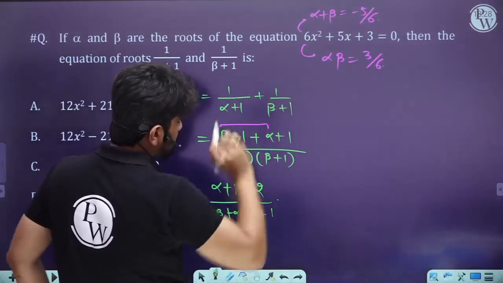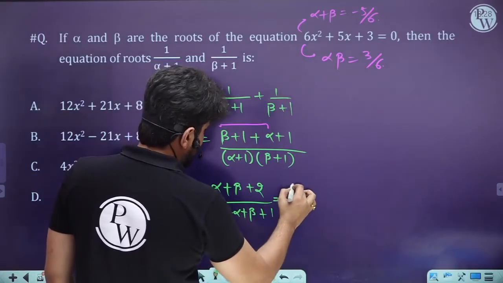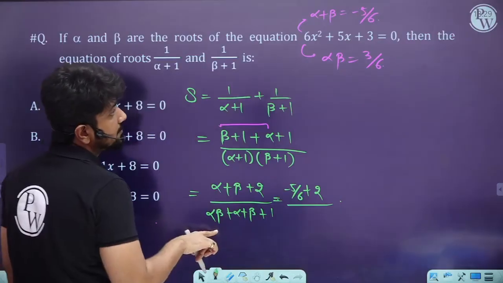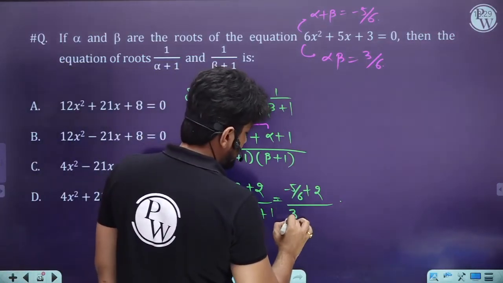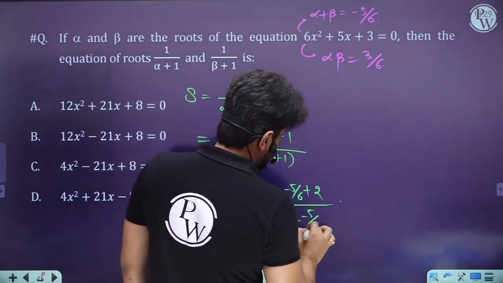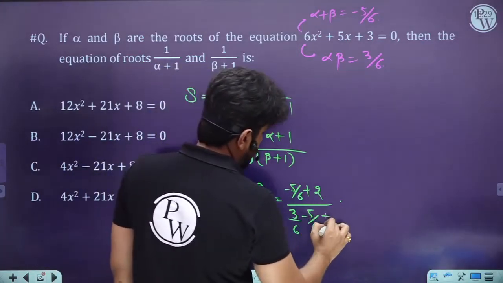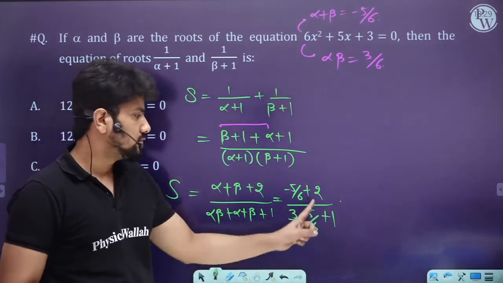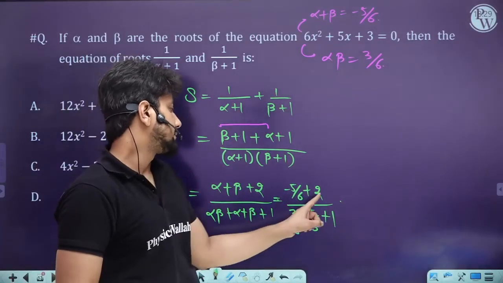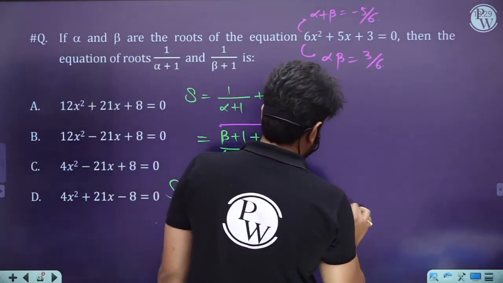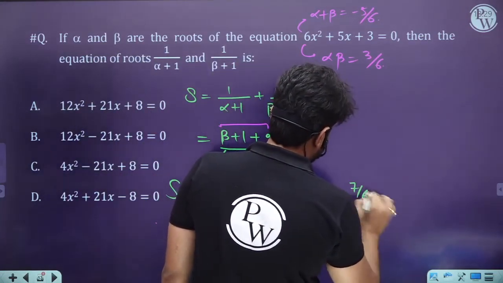So the value for alpha plus beta is minus 5 by 6. So we have minus 5 by 6 plus 2. In the denominator, we have alpha beta, which is 3 by 6, plus alpha plus beta, which is minus 5 by 6, plus 1. So this is the sum of the roots. You just have to calculate this. 6 2s are 12, 12 minus 5 will be 7. So 7 by 6 in the numerator.